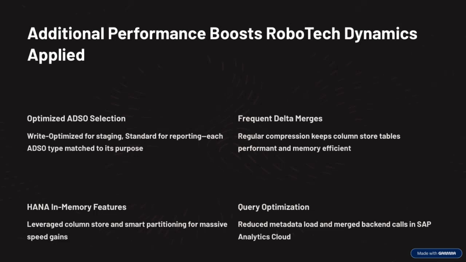Now, moving on to slide 7, let's talk about how we've managed to reduce the metadata load and optimize backend calls in SAP Analytics Cloud. This is a crucial step in improving overall performance. By streamlining metadata and merging backend calls, we're able to minimize the data transfer overhead, which translates into faster response times and a smoother user experience.